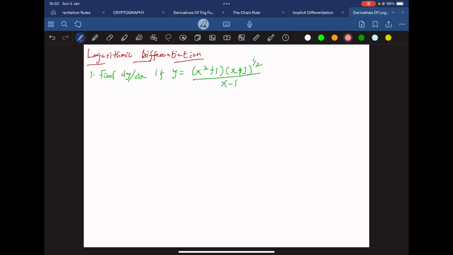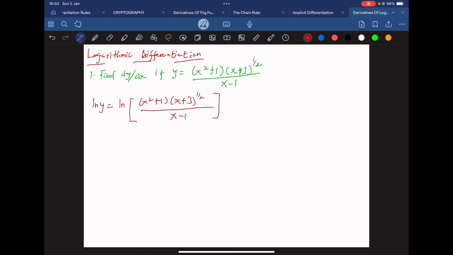Now, whenever you have this, the easy way is, let's rewrite this. In rewriting the expression, we have to add natural log to both sides. So we have natural log of y, then we have natural log of everything on the right hand side. So we have x squared plus 1, x plus 3 to the exponent of half, and then x minus 1.